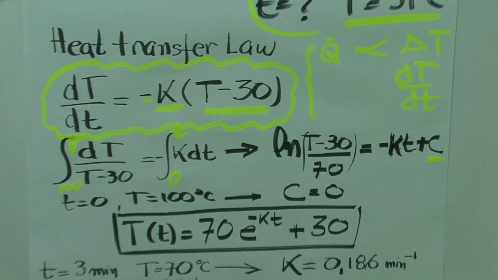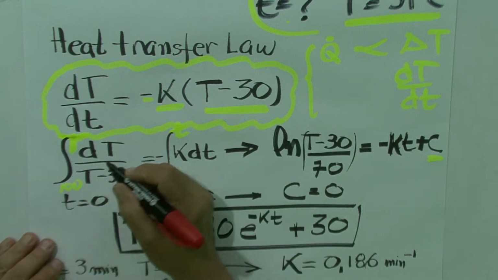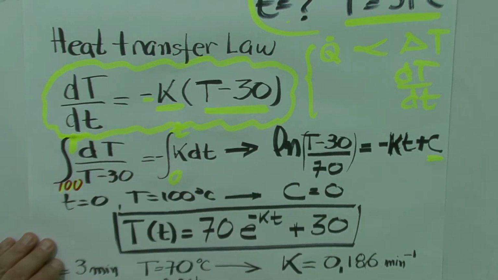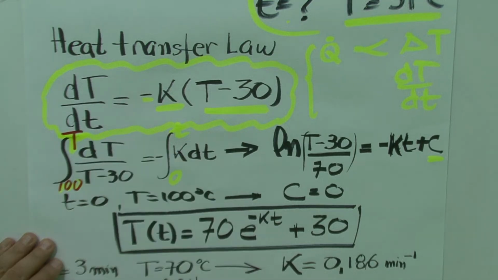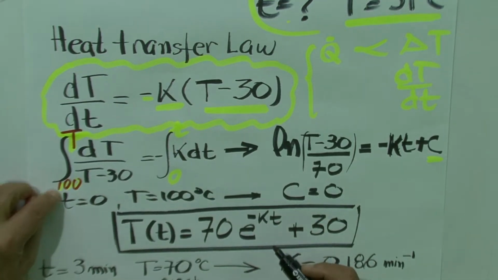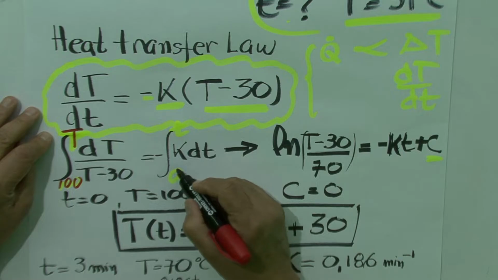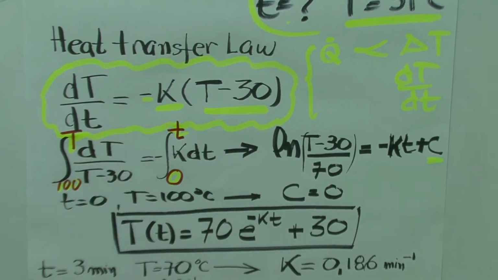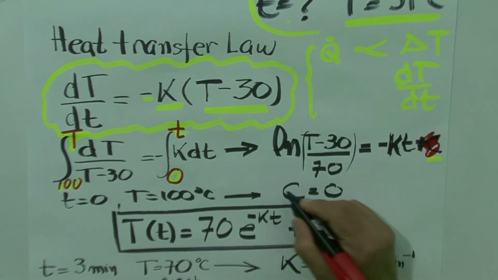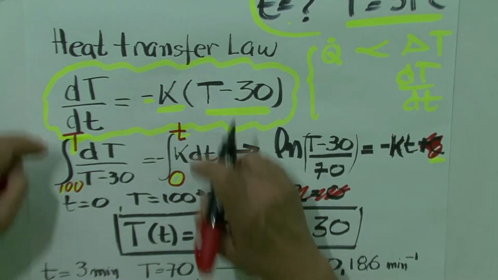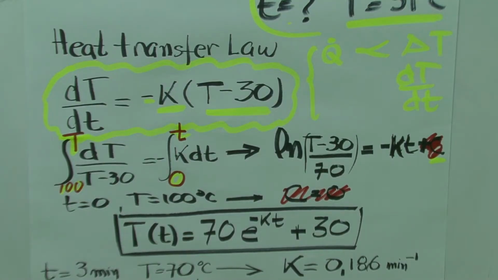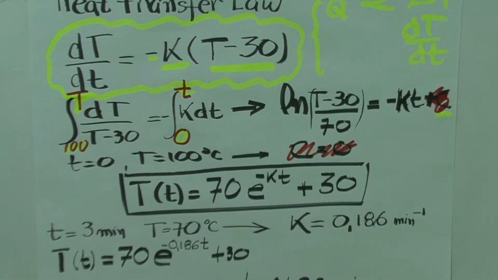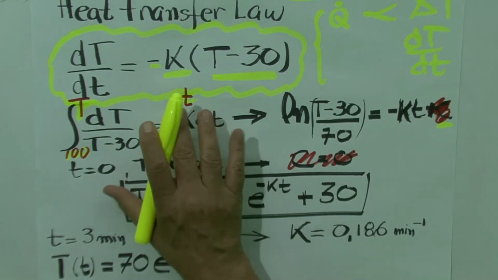Because now I can make this integration go from 100 to T, right? I start at 100 and I'm going to end at T. And how long will it take? The time will pass from 0 to t. Then I can remove this constant because it's going to be 0, because I already defined the integral. I input the boundary conditions, the initial conditions, in the integral. I can do that too, and that's why I corrected it here and did it this way instead of the other way.